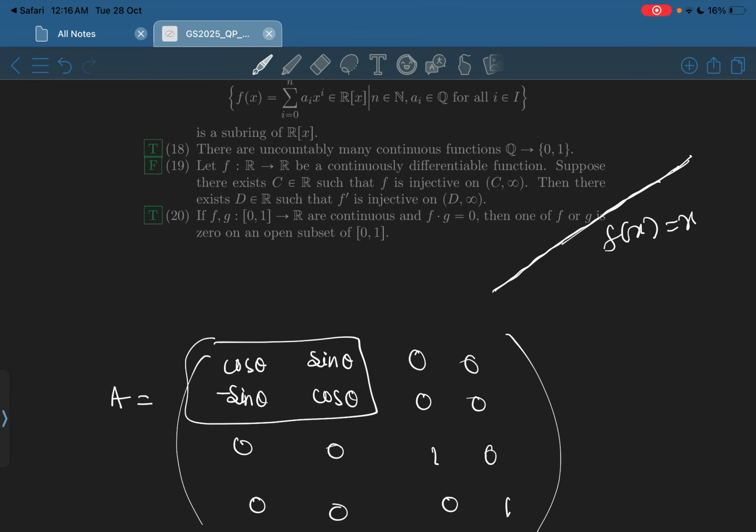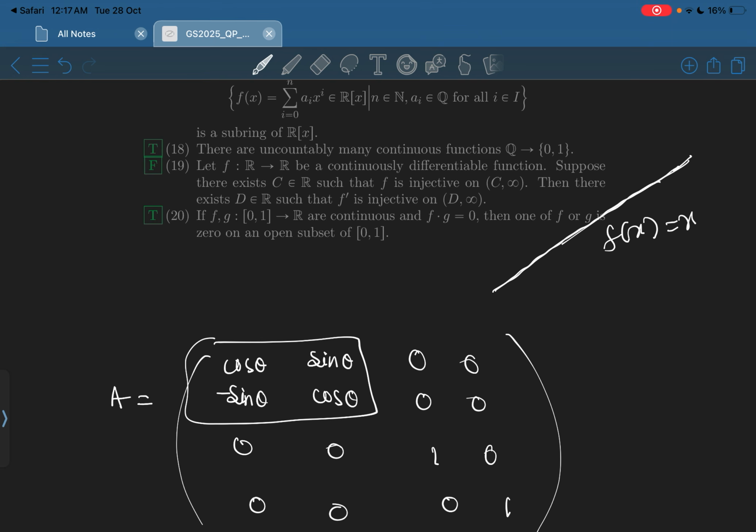This is injective on the whole of R. But what is the differentiation? This is just a constant function, right? f prime is constant, so there is no point in being injective. So question number 19 is a very easy and very simple problem. You can just take the identity function as a counterexample.